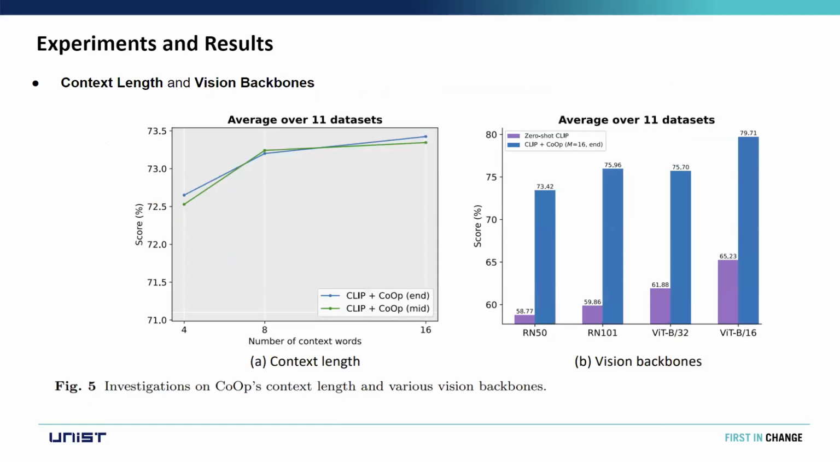So here's another evaluation study on context length and vision backbones. Some suggest that having a shorter context can benefit domain generalization due to less overfitting. But as we can see from the results, the longer the context, the better the results. Also, when we put the class in the middle of the context, we achieve a little bit higher accuracy with 8 context tokens. Overall, putting the class at the end gives a higher accuracy when we have 16 context words.